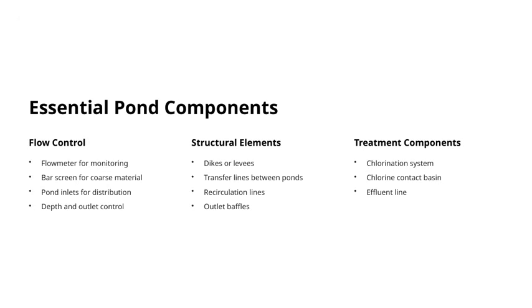Finally, the treatment components include the chlorination system, which disinfects the effluent, and the chlorine contact basin, where water is held long enough for effective disinfection. The effluent line then carries the treated water out of the system. All these components work together to ensure the pond functions effectively within the overall treatment process, highlighting the importance of each element in achieving clean, safe water.